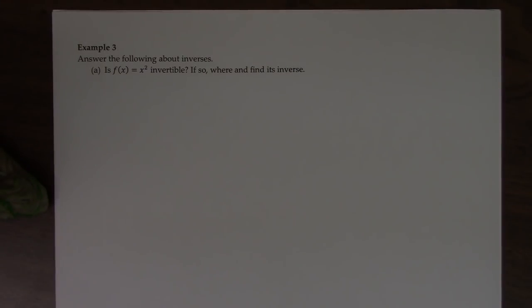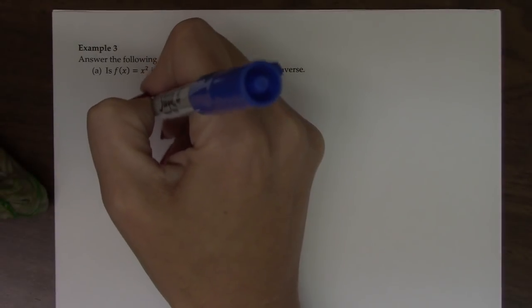Example 3 says answer the following about inverses. So is f of x equals x squared invertible? If so, where, and find its inverse. So the first thing we can do is check if it's 1 to 1. We can do that by graphing.